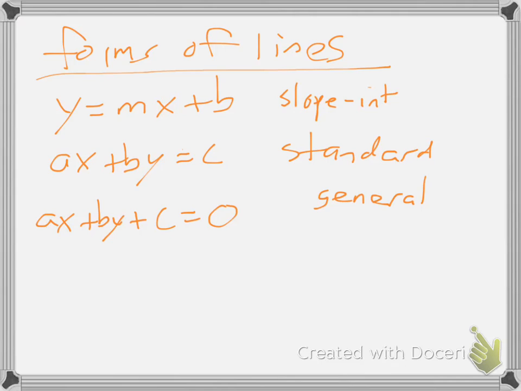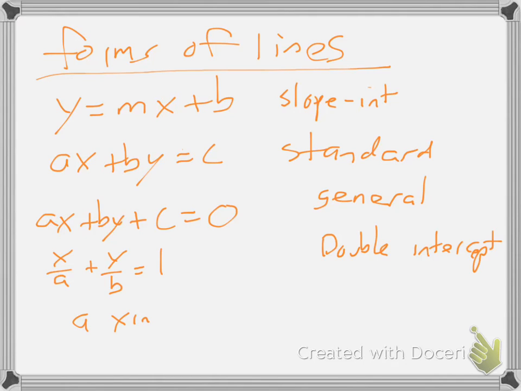Another one we have is called double intercept form. Double intercept form looks like this: X over A plus Y over B equals 1, where A is your x-intercept and B is your y-intercept. Okay?